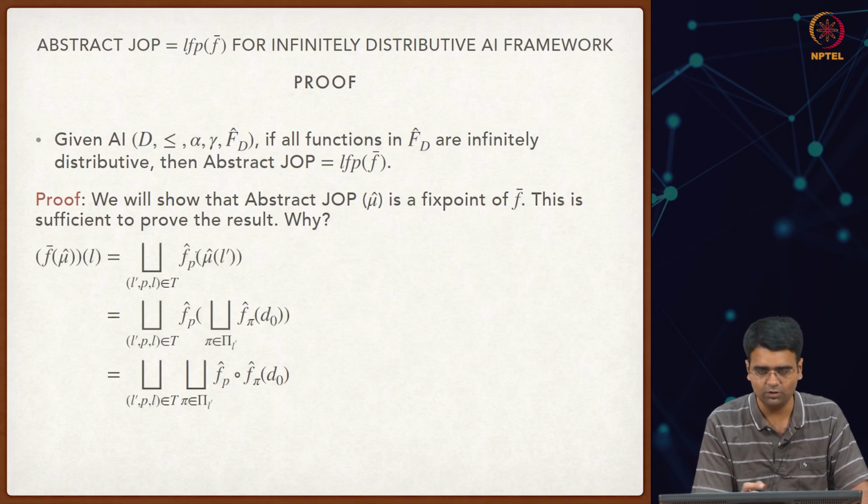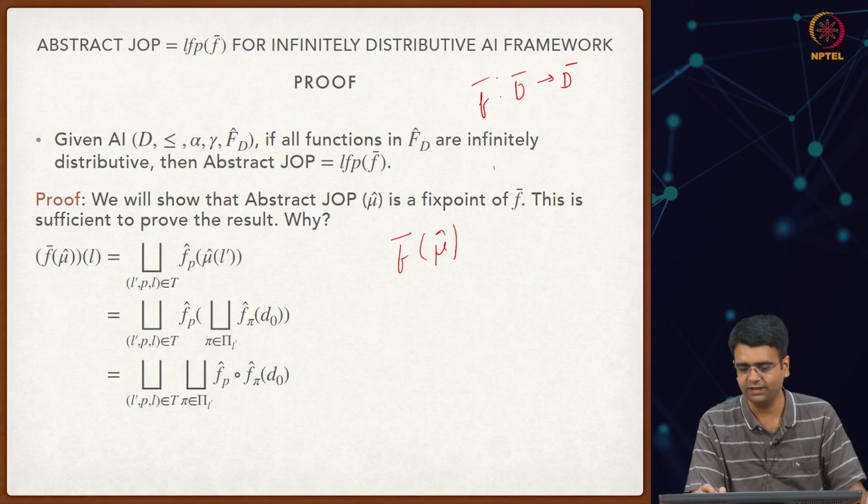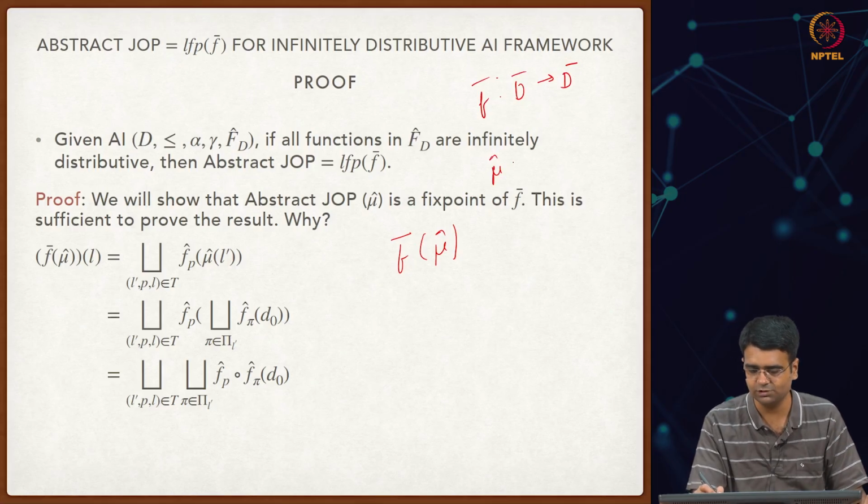Okay. So how do we show this? Let us try to expand what this abstract GOP is. In particular, what we are going to do is apply this f bar on mu hat. Remember f bar is a function on the vectorized lattice, so it is from D bar to D bar. I'm reinterpreting this abstract GOP mu hat also as a vector.